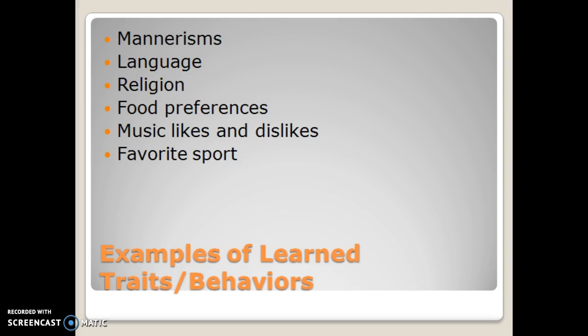So what are some examples of these? Think of mannerisms, how you act. What are your manners like at the table? What are your manners in school? The language that you speak. You aren't born speaking a specific language.